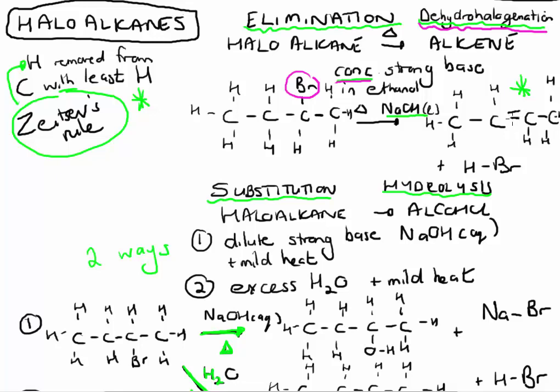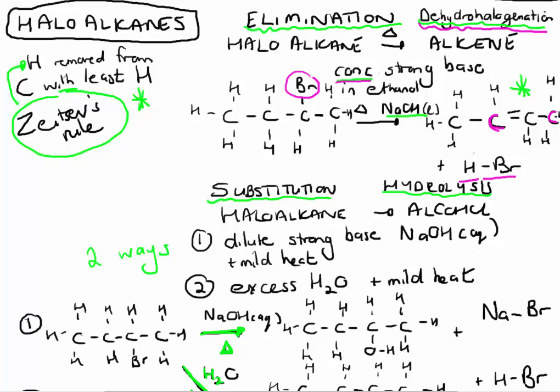Now the double bond will follow Zeitzev's rule, which says that the hydrogen will be removed from the carbon with the least hydrogens. So if you have a look at that molecule as an example, we see that the carbon that has one hydrogen attached to it and the bromine is removed from it. Then we have to decide which carbon is going to lose the other hydrogen. The carbon to its left has 2 hydrogens on it, the carbon to its right has 3 hydrogens on it. Therefore, the carbon to the left is going to lose its hydrogen, and therefore one of our products will be hydrogen bromide in this example.